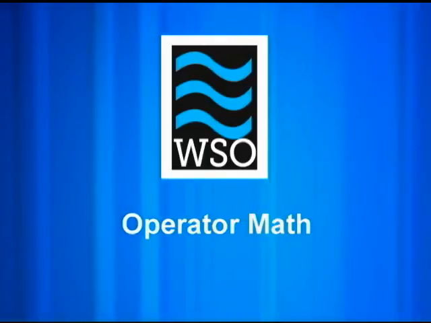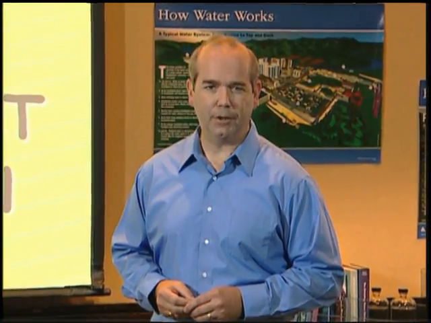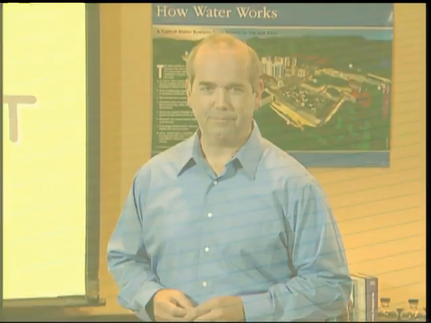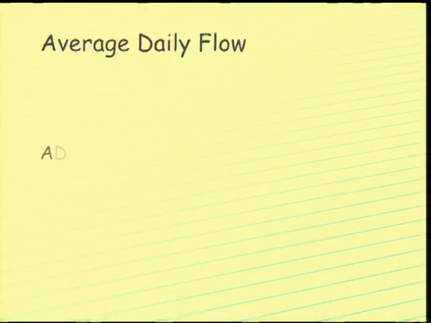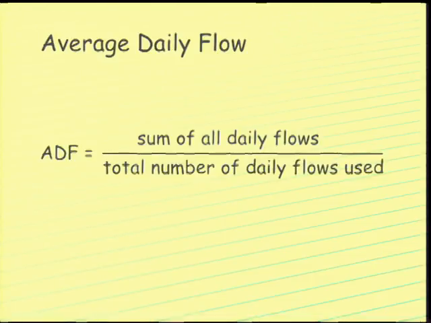The amount of water a community uses every day can be expressed in terms of an average daily flow, or ADF. Average daily flow equals the sum of all daily flows divided by the total number of daily flows used. ADF is important because it's used in a number of treatment plant calculations.